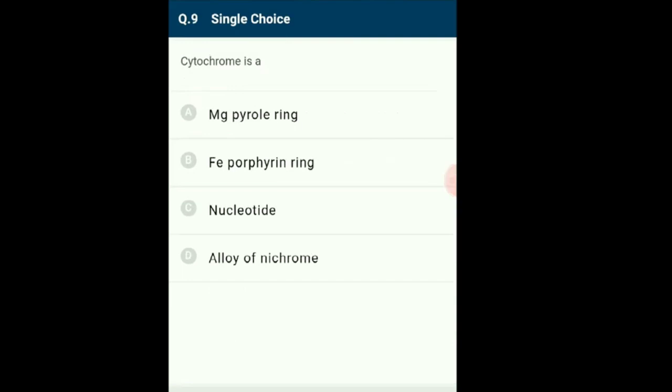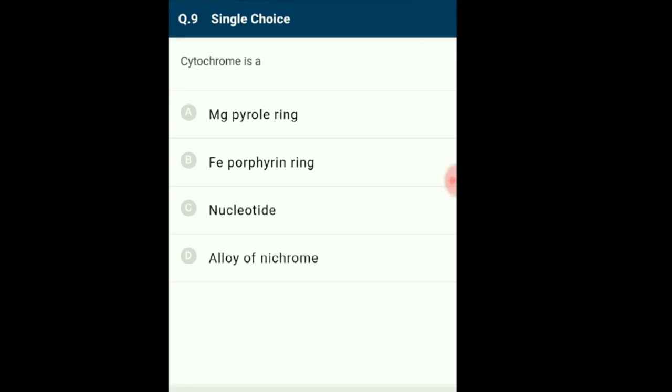Question number 9. Cytochrome is a: cytochromes are iron containing heme prosthetic groups. They are the most important electron carriers of the respiratory chain, which are related with each other by the presence of a bound heme group whose iron atom changes from ferric state to ferrous state.